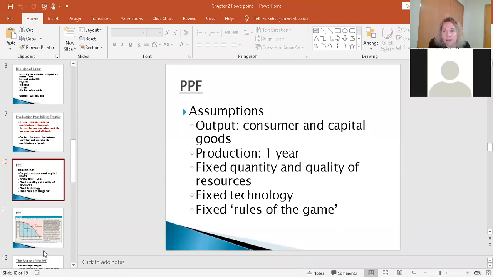Regulation, laws, taxes. Thanks, Emma. For the most part, it's regulations and laws. So anything government imposed is going to be a rule of the game. You have to abide by it if you're going to produce in this economy.